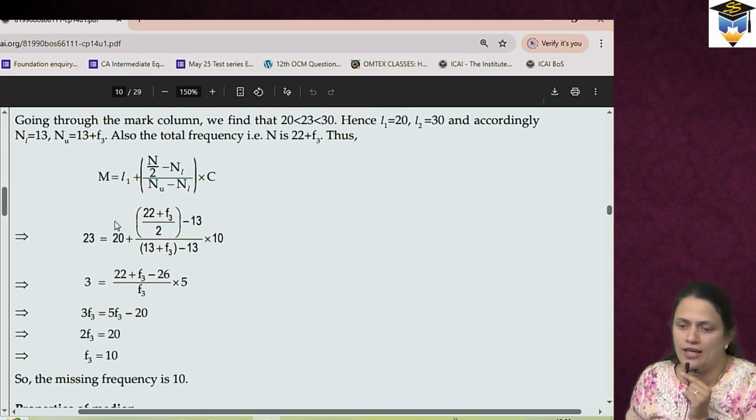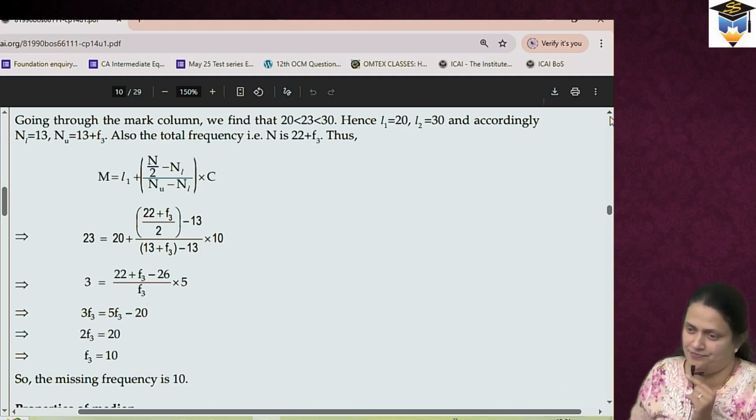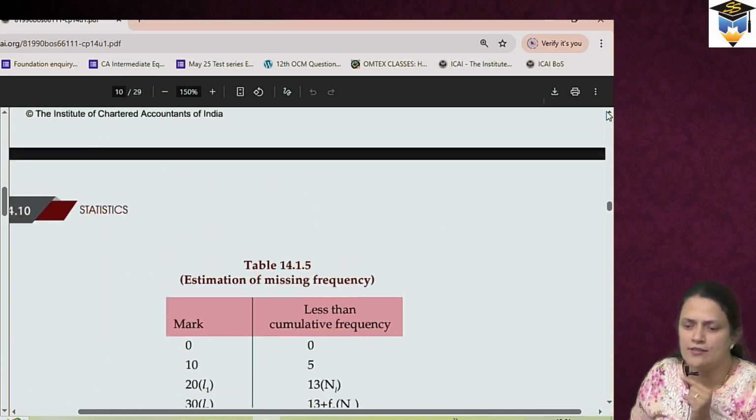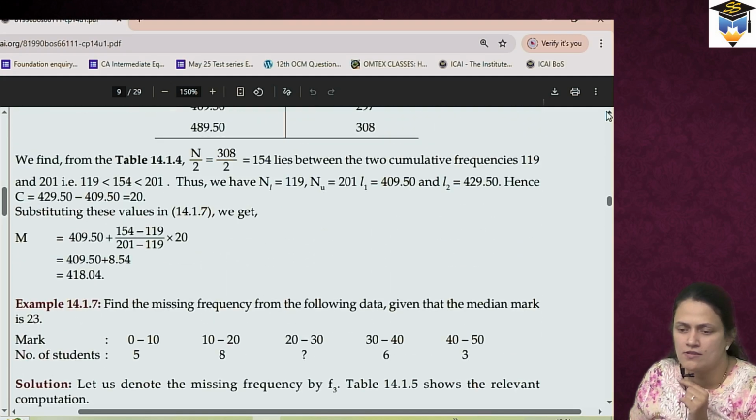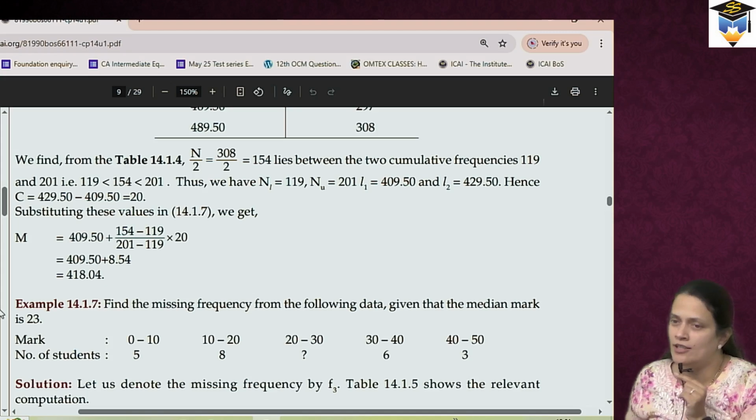So now use the formula. They have used the formula. We have to find out F3. Solve the equation to find the missing frequency as 10. Any doubt in this? Now, if you observe the marking scheme given to you, 0 to 10 is there and next is again 10 to 20. So they have considered the lower boundaries of everything: 0, 10, 20, 30 and 40. Understood that point?